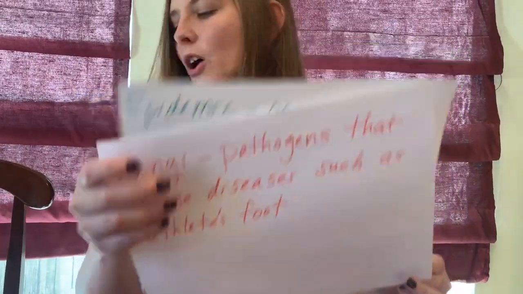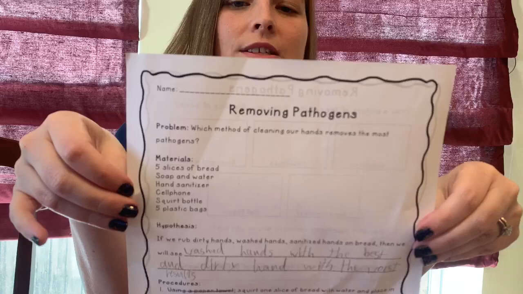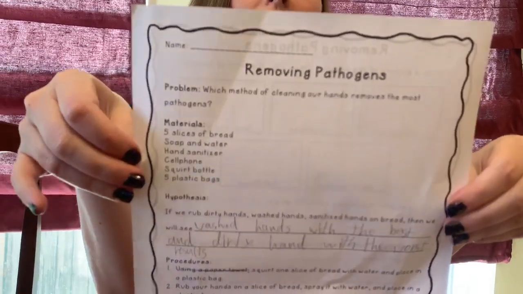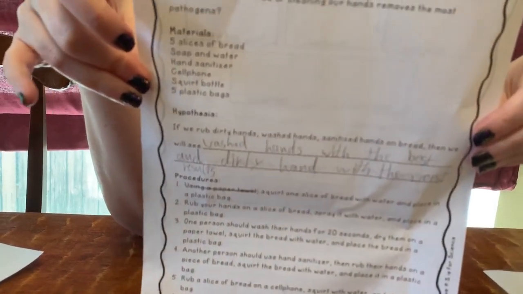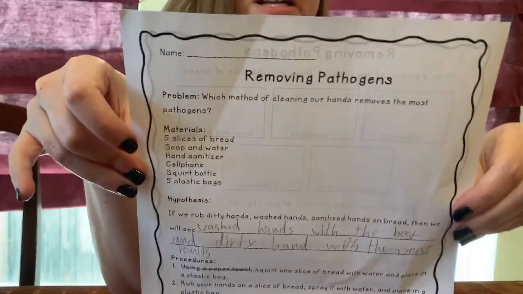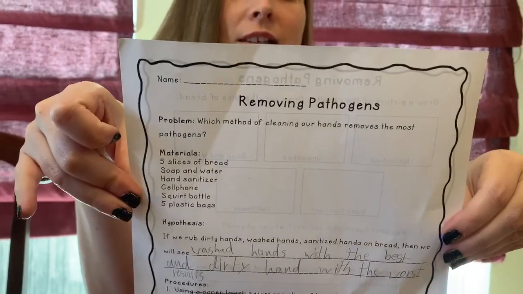Okay, I'm gonna put our vocabulary words away, and I need you to pull out this page. It's called Removing Pathogens. It's a lab we started last week with the bread. So go ahead and pull this page out. Also, if you did this at home, pull out your bread, and we're gonna take a look at your bread and compare it to my bread. Go ahead and pause the program to get these things out.